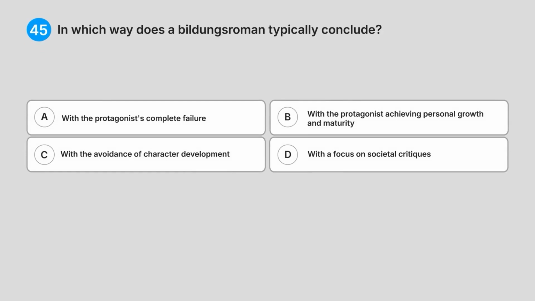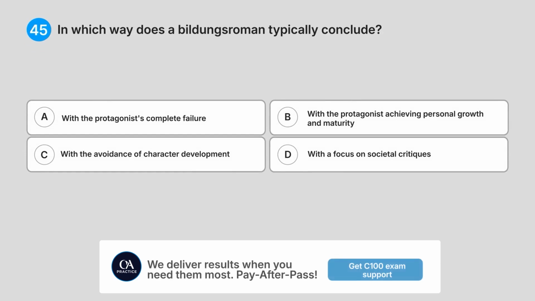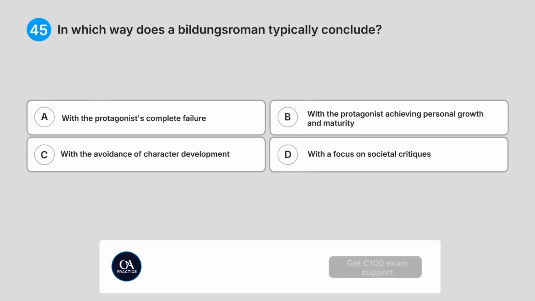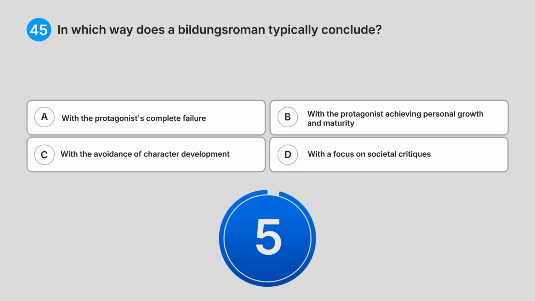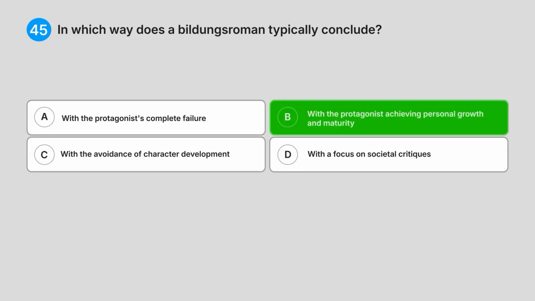45. In which way does a Bildungsroman typically conclude? A. With the protagonist's complete failure. B. With the protagonist achieving personal growth and maturity. C. With the avoidance of character development. D. With a focus on societal critiques. What do you think is the answer? Correct answer, B. With the protagonist achieving personal growth and maturity.